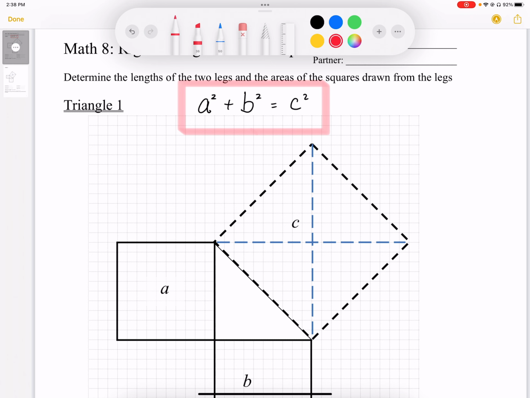I'm going to do this in red. A plus b is never equal to c. The length a, this length here, plus this length here, will never be equal to the diagonal length. When we add this and this together, it can never equal that third side. So we never want to do that.